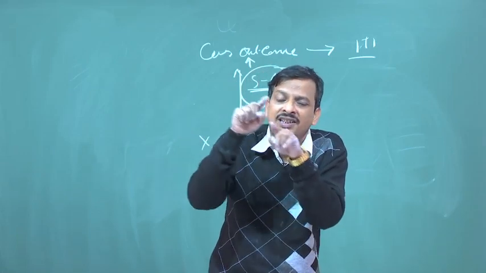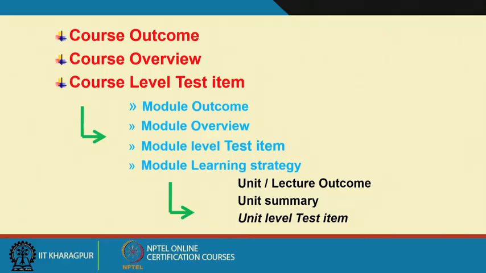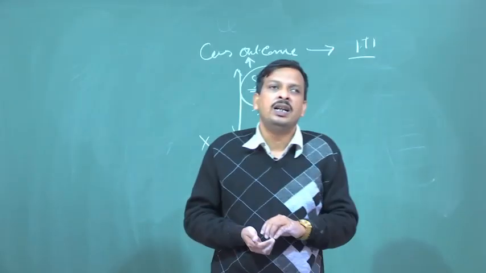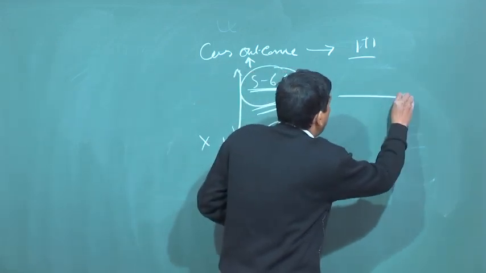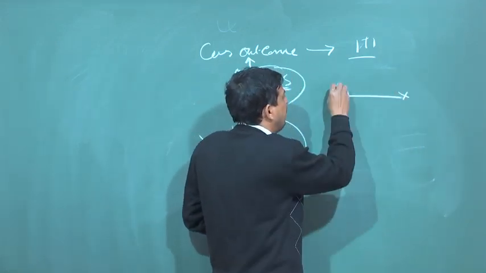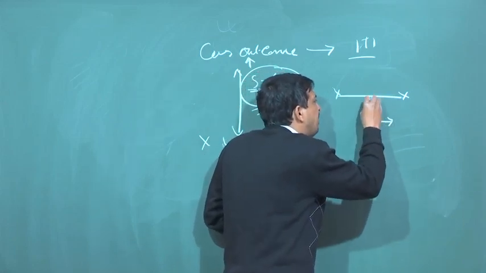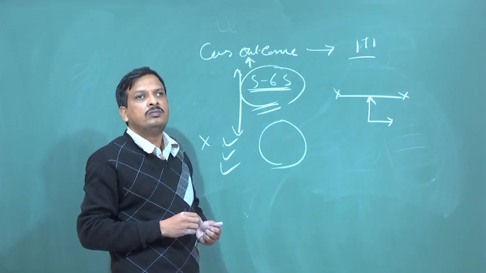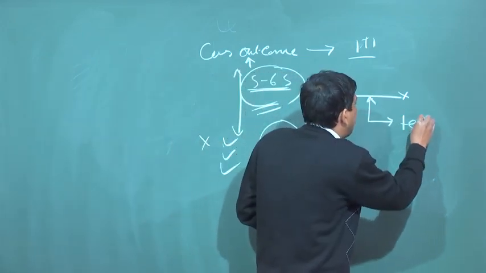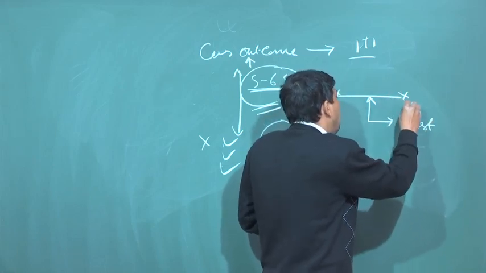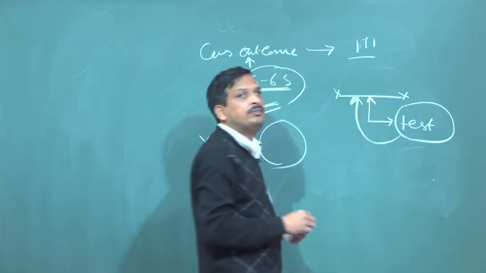Once the course is divided into modules, every module must have a module outcome, module overview, and again a module level test item. What is a test item? Once I write the outcome, this is my destination, then I have to say how I test whether I have reached the destination or not. That is called a test item. If this destination is linked with the test item, once I am able to solve this test item, then I can say I have achieved the destination.